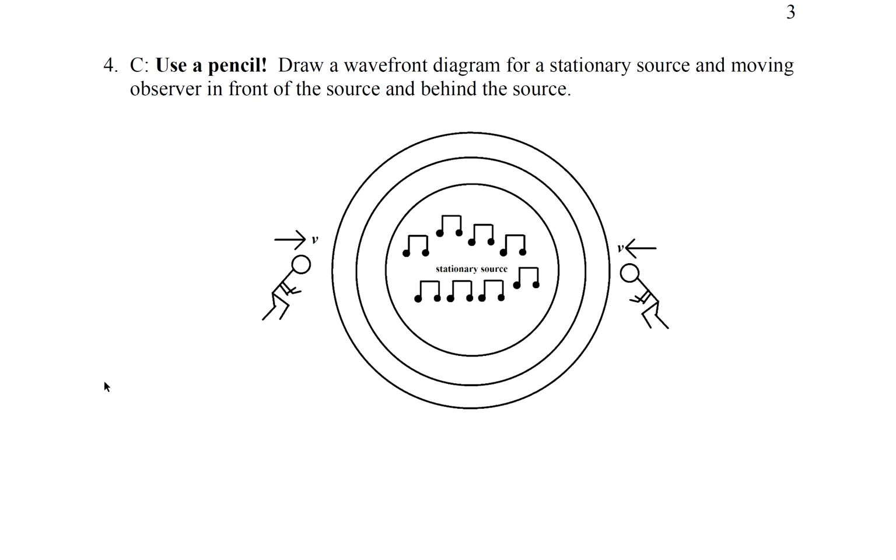Question 4. Draw a wavefront diagram for a stationary source and moving observer in front of the source and behind the source. So now the car is not moving and someone is running with a constant speed towards the source. That's what the wavefront diagram looks like. It looks like perfect circles. And observer 1 on the left and observer 2 on the right detect the same frequency and wavelength. The speed is constant.